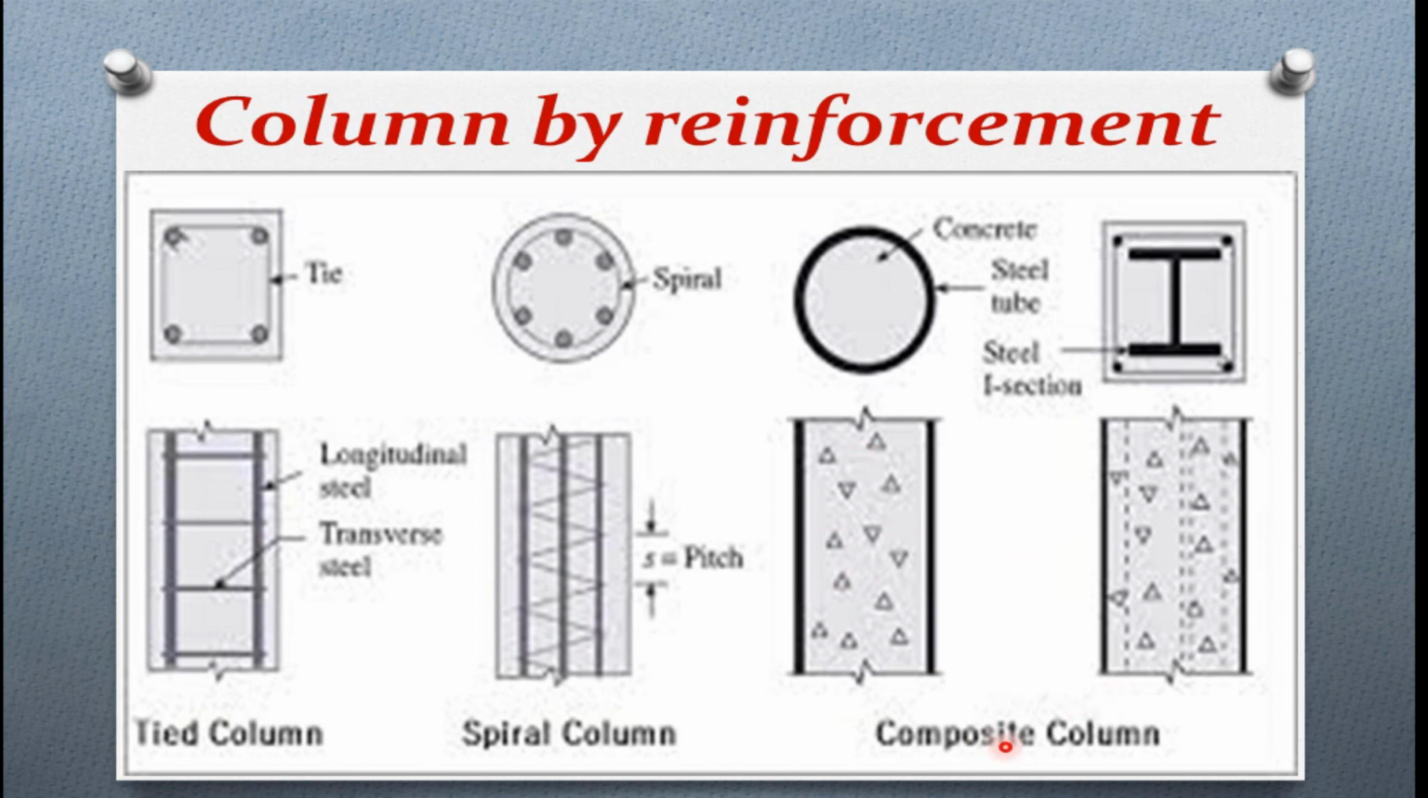And you can see the composite column. Here there are two types of composite column. In the cross section, the outer edge is a steel tube, and inside we pour the concrete. In the second image, you can see a rectangular column, and inside we provide a steel section, an I section. So these two are called composite columns.